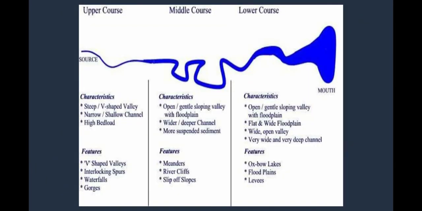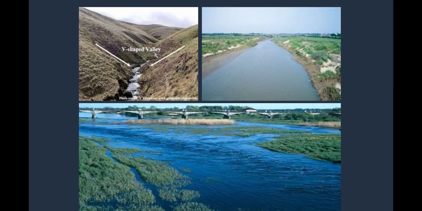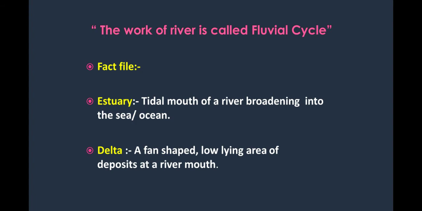In the upper course, V-shaped valleys are formed. Then in the middle course you see meanders. We have shown the river, how it flows, the meanders, river cliffs. Then in the lower course we find the oxbow lakes, small bow-like lakes. Floodplains and levees are formed. Then you can see here the picture of a V-shaped valley. The work of the river is called the fluvial cycle.